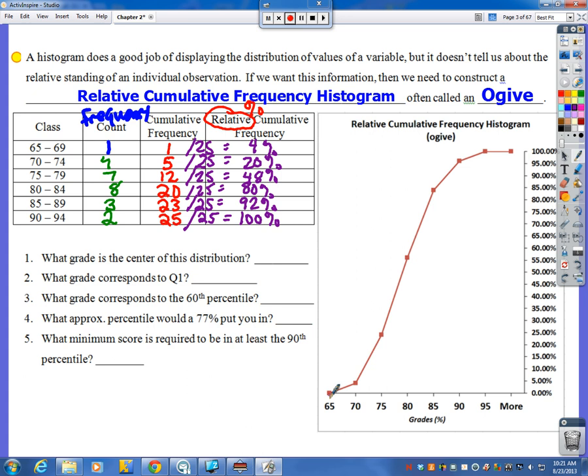So then that's what I did. At 65, I didn't have any people below that, so that's why this is at 0. When I get to 70, I've gotten that one person. That one person represents 4%. So here's 5%. I kind of approximated. This is really a little bit below the 5%. And so I connect. My next percent's at 20. So by the time I've gotten to 74, I've covered 20% of my people. So 20%, slide it over, go up to there.